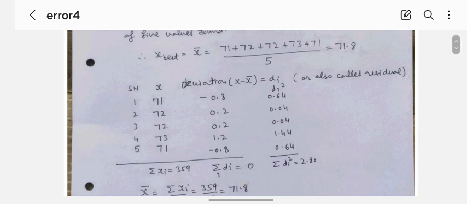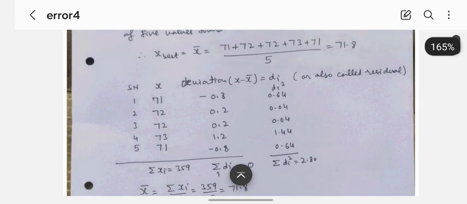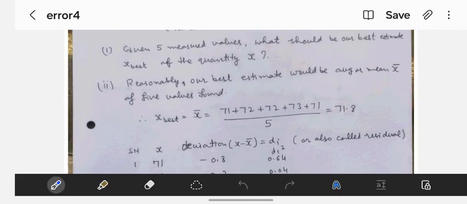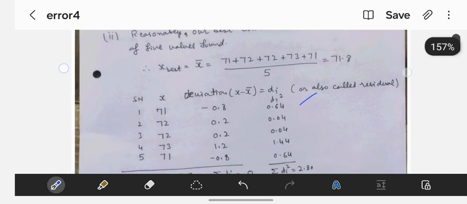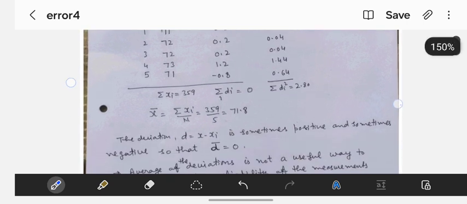Now, we can measure the variation, that is the deviation. Then we made this table, and this deviation we calculated, then we squared it here. We squared and we made this table. Okay, this squared part is called residual also.